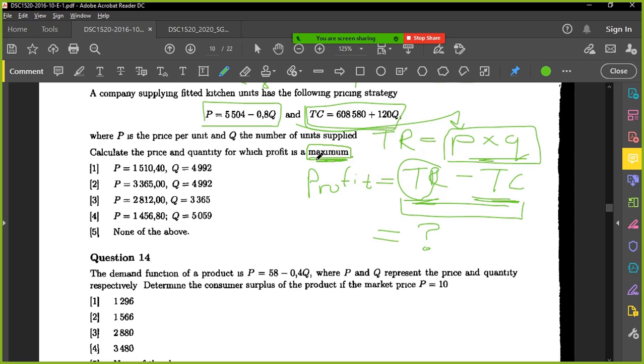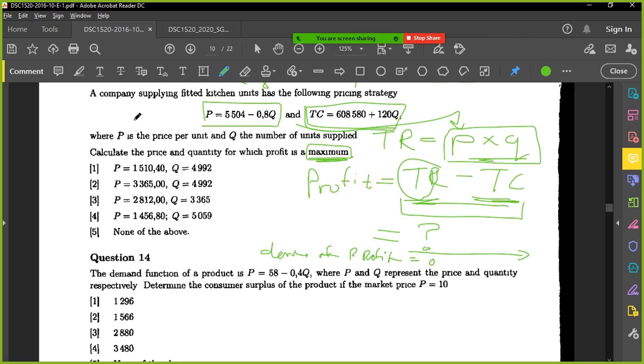Now the question talks about a maximum. So whatever that function is, the derivative of profit will equal 0 to work out the middle of the max. Do you agree? Yep. Once you've got derivative equals 0, you can solve for P and Q. Do you see the steps? Is it making sense now? Yep. Okay, that's the important bit.